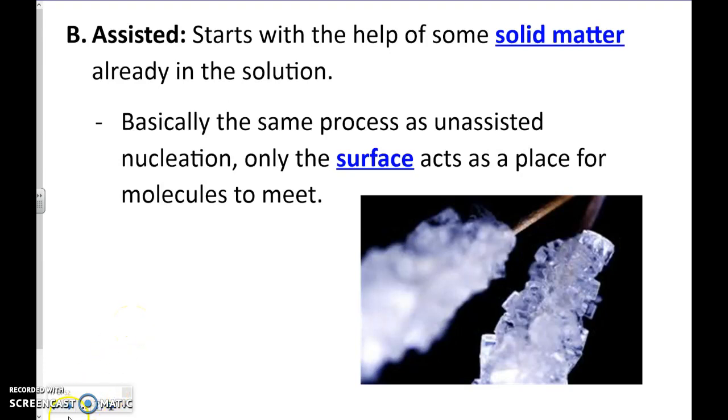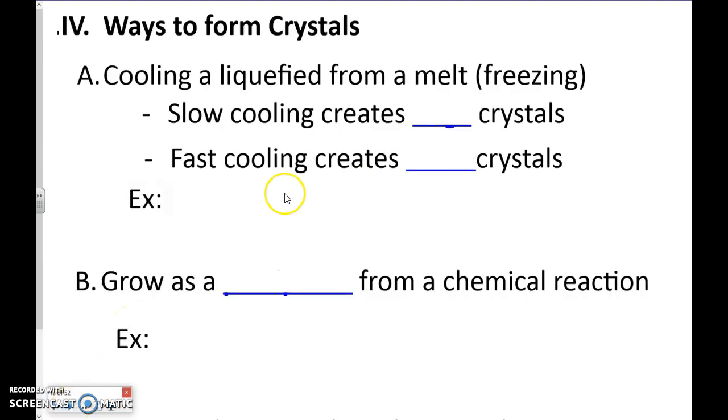So assisted and unassisted. There are three major forms that a crystal can take. Again, it has to come from a solution, coming from a liquid. They can either come from a melt, come from a precipitate, or come from a supersaturated solution. So let's talk about the melt first.